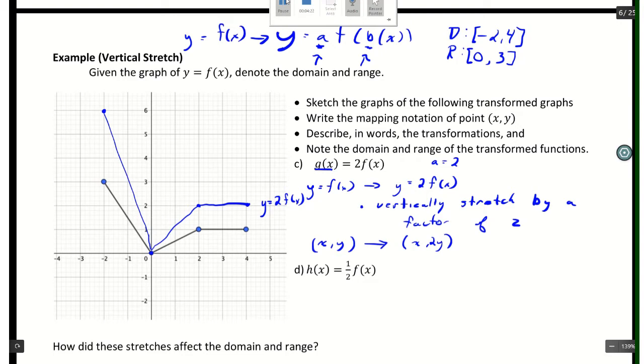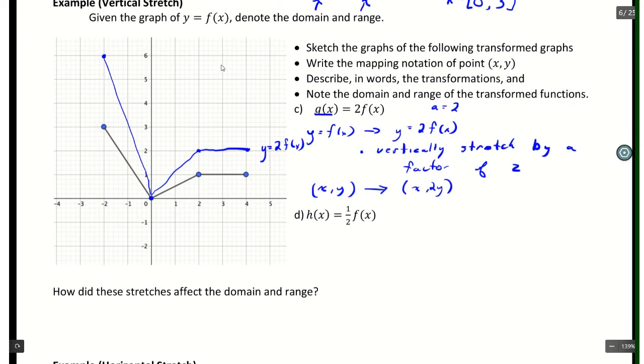Let's go on to the next example. Here, h(x) is equal to 1/2 f(x). Now here, we're still going to be transforming this black graph, because h(x) is really a transformation of the original function. So I get a = 1/2 here. What we say is we vertically stretch this by a factor of 1/2.